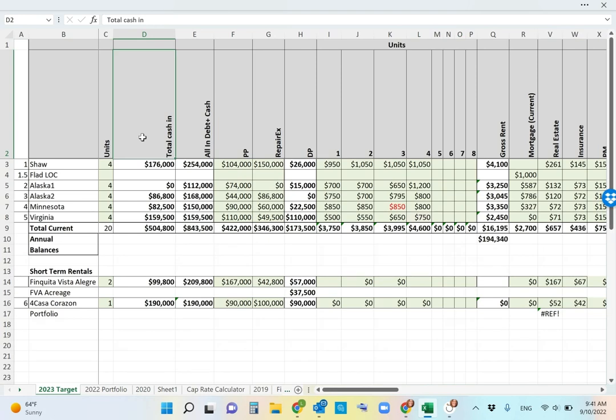So this worksheet is a work in progress. I've been using it for years and continuously am tweaking and developing it. Here are the different columns. We're going to go through the different columns that I have. First one is my total cash in. This is calculated. I could probably have these in a better order.